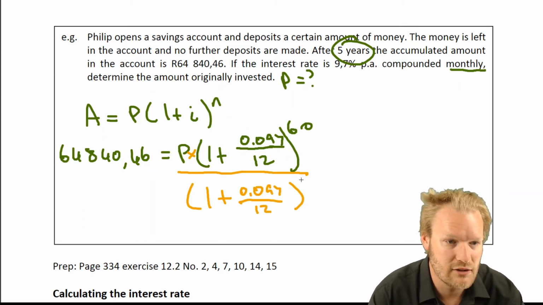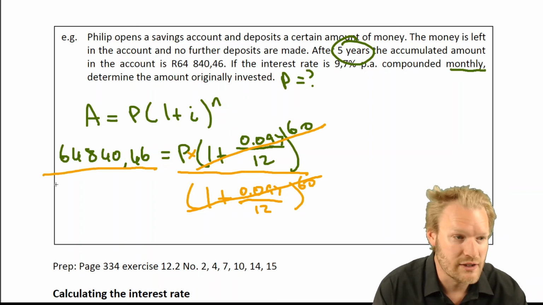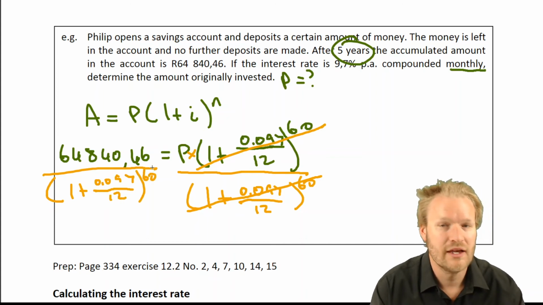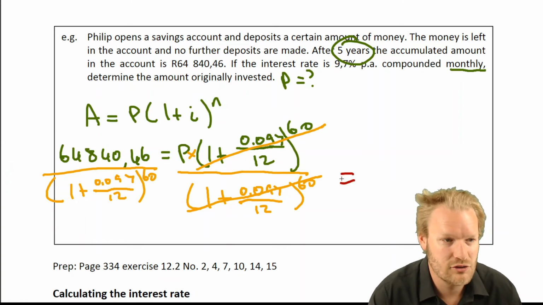0.097 over 12 to the 60, so that those things we can cancel. One term over one term. Whatever we do on one side, we do on the other. 1 plus 0.097 over 12 to the 60. And we're going to put that whole thing in our calculator.